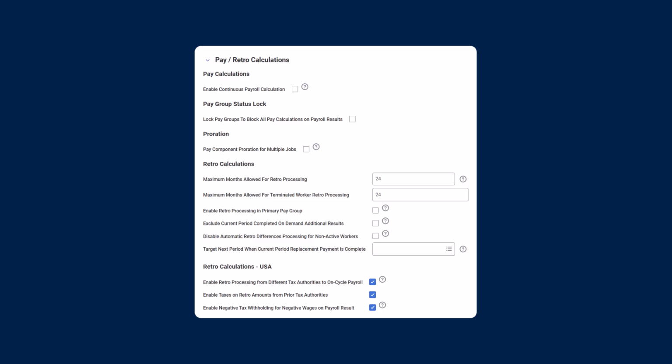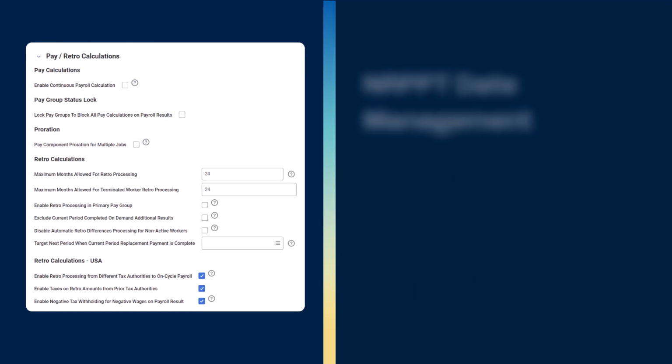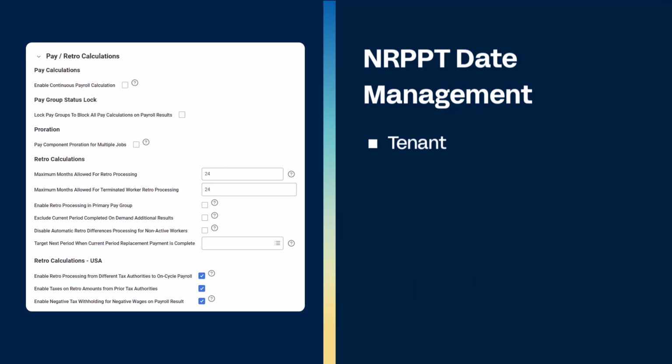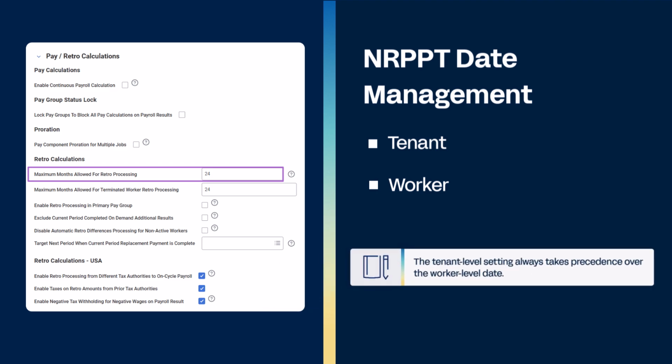You manage the NRPPT date at two key levels. By tenant, by setting the maximum number of months before the current pay period to enable retro processing. The preset value is 24 and the maximum you can enter is 72. You can also change the NRPPT date via worker by setting the earliest date for retro processing. Note: the tenant level setting always takes precedence over the worker level date.